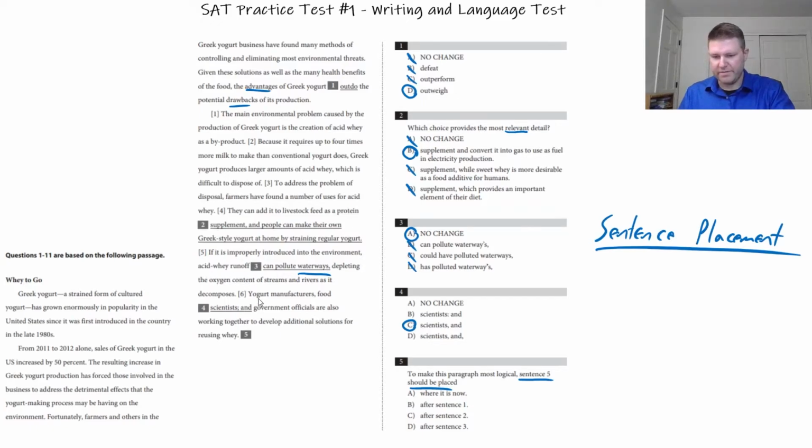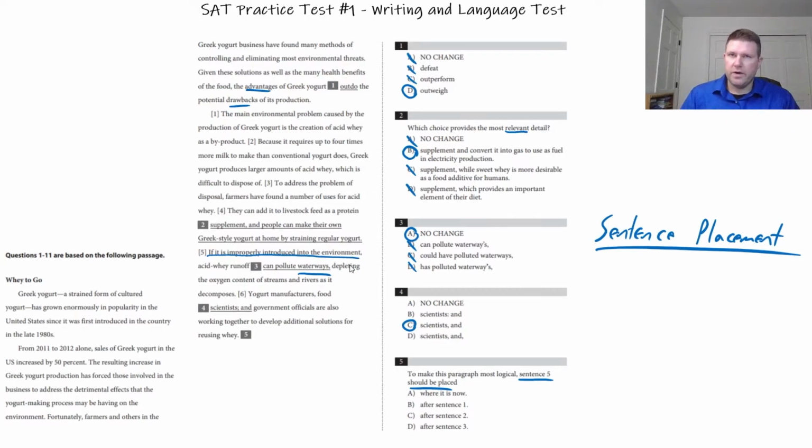Go to sentence 5. By the way, a lot of people get turned around with how to identify sentence 5. They think, wait, is this sentence 5 back here? No, this is question number 5. See the black box here corresponds to question 5. Sentence 5 is right here. So there's sentence 5. If it's improperly introduced into the environment, acid whey runoff can pollute waterways, depleting the oxygen content of streams and rivers as it decomposes. So here's what happens if it's improperly introduced into the environment.